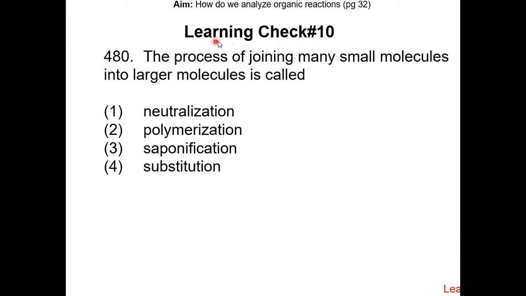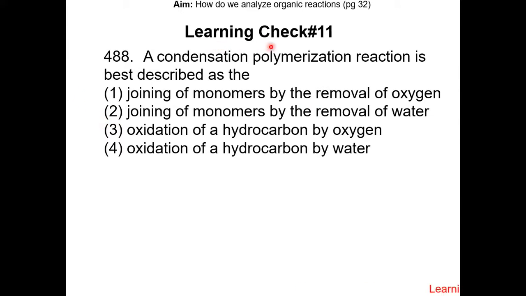Learning check number 10. The process of joining many small molecules into larger molecules is called what? Pause the video, resume when completed. The answer is choice 2, polymerization. Learning check number 11. A condensation polymerization reaction is best described as what? Pause the video, resume when completed. The answer is choice 2, joining of monomers by the removal of water.